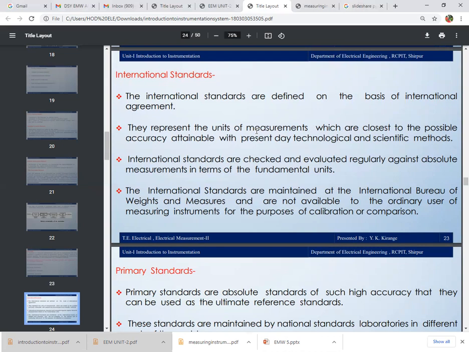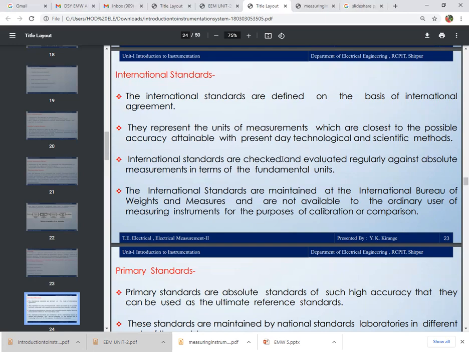And these standards have the highest accuracy, nearly equal to 99.99%. Therefore, these standards are the closest to the possible accuracy. These are established with scientific methods.